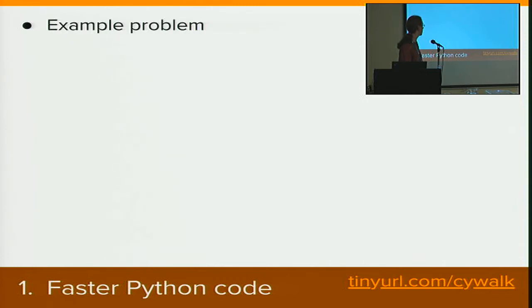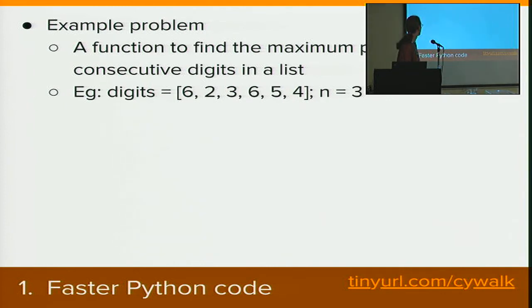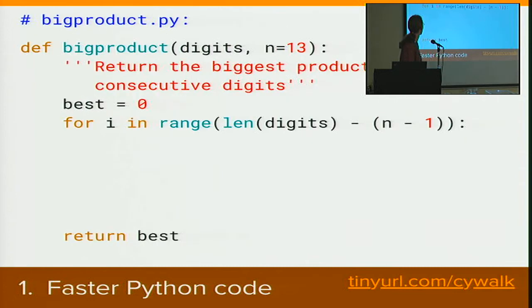We're going to have an example problem for this section. And it's going to be writing a function that finds the maximum product of n consecutive digits in a list. So for example, if n is 3 and your list is 623654, you can see that the 3 consecutive digits are the final ones. The final 3, 6, 5 and 4 have the highest product, so we return 120 as a result. Let's have a quick look at how this has been implemented in Python.